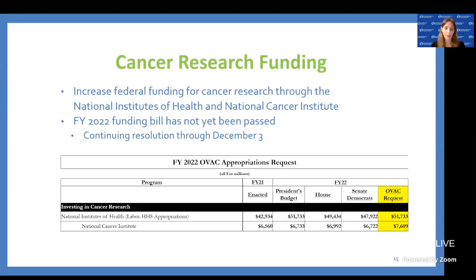We're also working with a coalition of partners, including through the One Voice Against Cancer Coalition, to increase federal funding for cancer research at the National Institutes of Health and the National Cancer Institute. So while the federal fiscal year 2022 officially began on October 1st of this year, the funding bill has not been passed, and there is a continuing resolution that is in place through December 3rd.